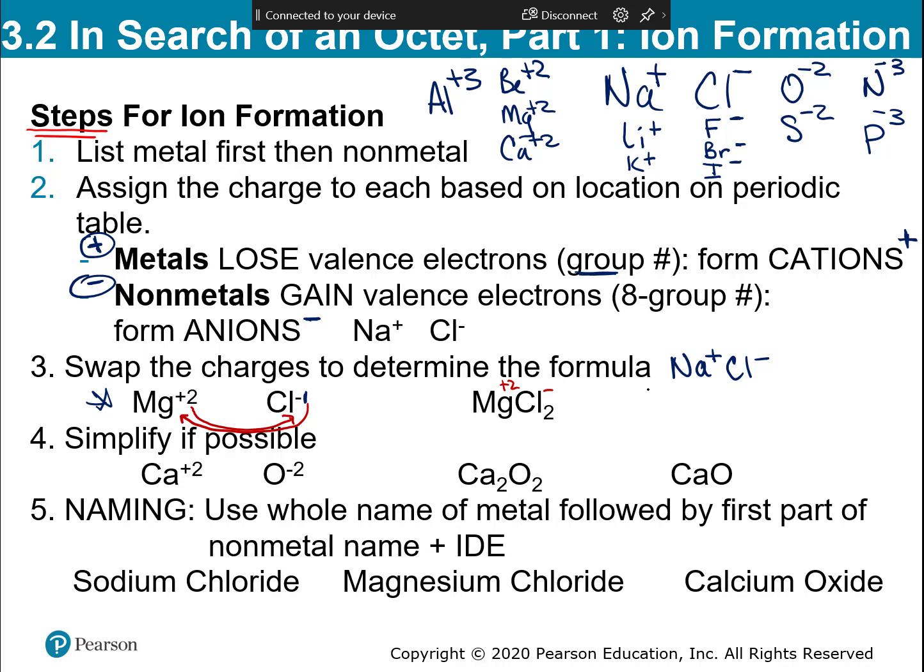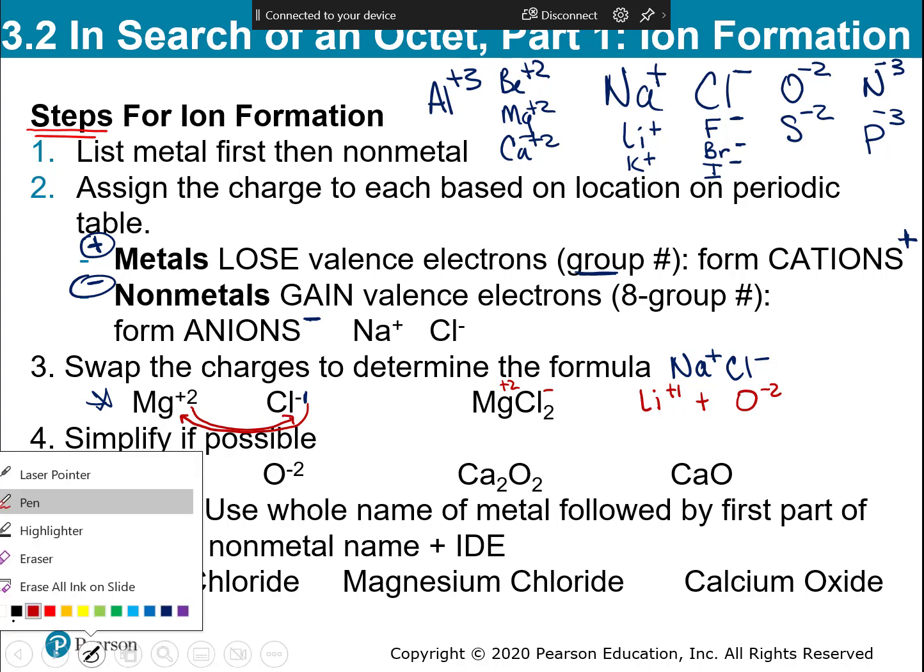So what if I had lithium and oxygen? What would the charge on lithium be? Look at your periodic table. Figure out what group it's in. It's going to be a +1 because it's over in group 1. What would the charge on the oxygen be? -2. So see, they're not the same.